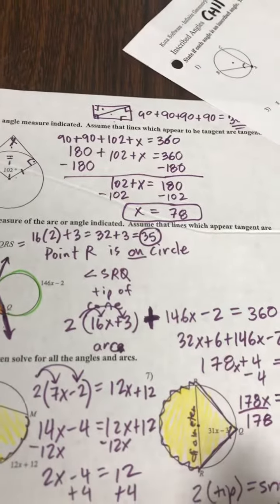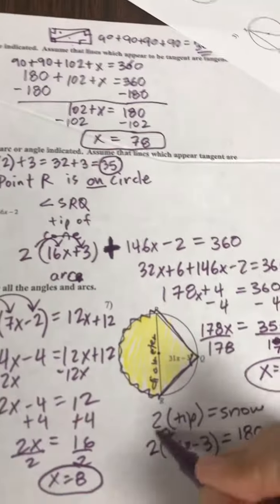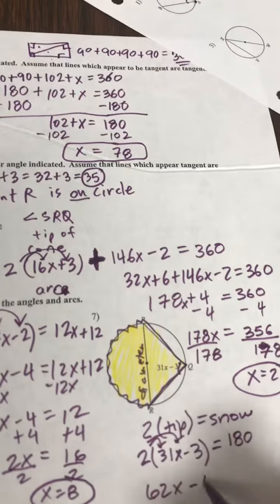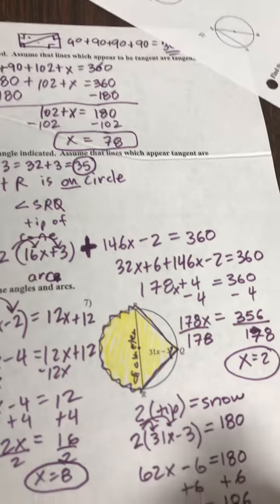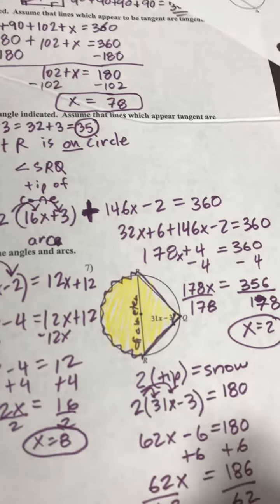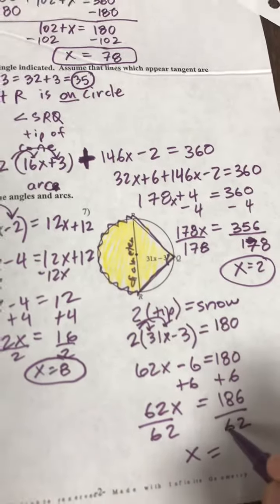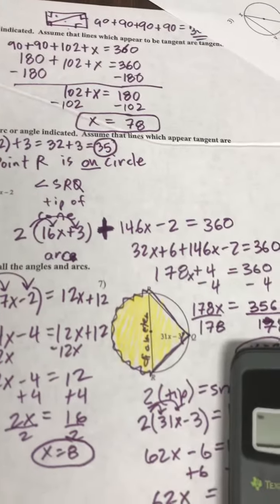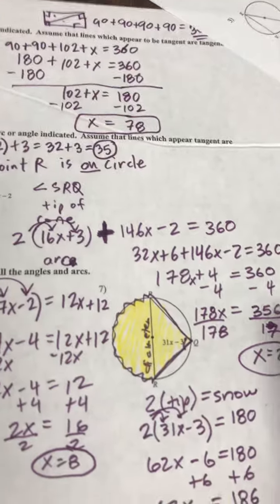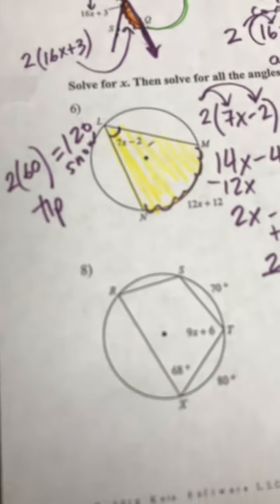So now 2 times the tip equals the snow. Let's distribute. That looks like 3, yeah. 6 divided by 2 is 3, 18 divided by 6 is 3, so that's definitely 3. Yeah. Okay, I'm done. Oh, no, not done. One more. Okay, let's take a look.